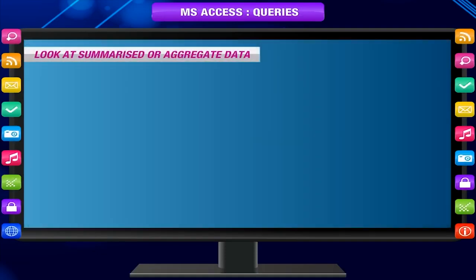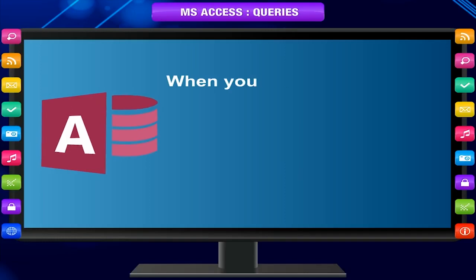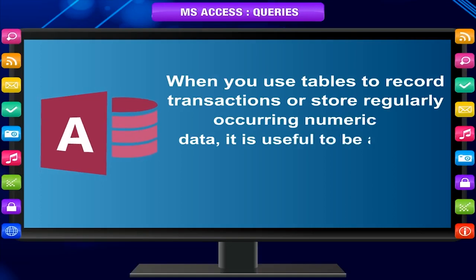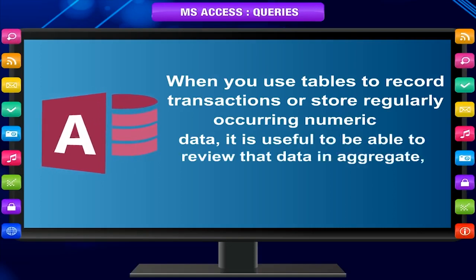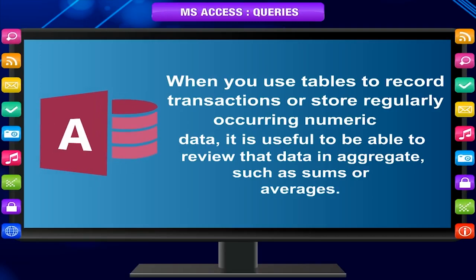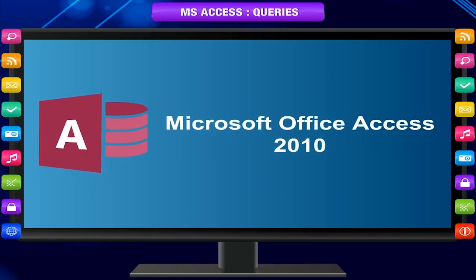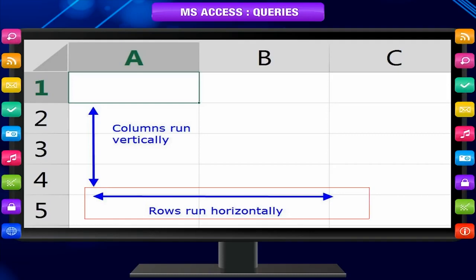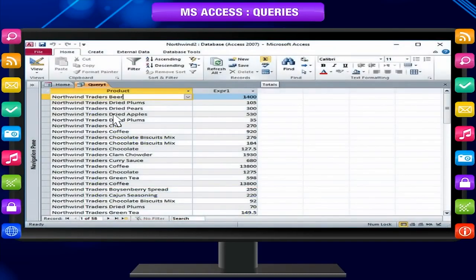Look at summarized or aggregate data. When you use tables to record transactions or store regularly occurring numeric data, it is useful to be able to review that data in aggregate, such as sums or averages. Microsoft Office Access 2010 provides a new feature, the Total row, which allows you to review simple aggregate data in any datasheet. Add the Total row to the Product Subtotals query that you created in the previous example by using the following procedure. Run the Product Subtotals query and leave the results open in Datasheet view.